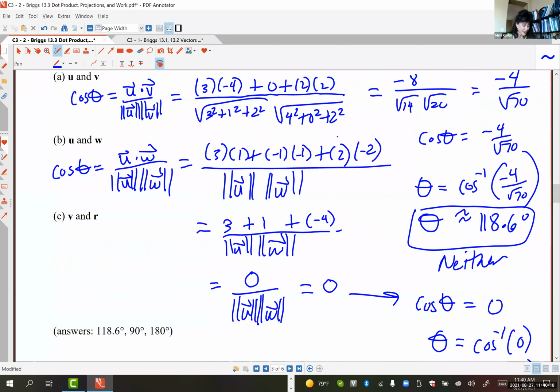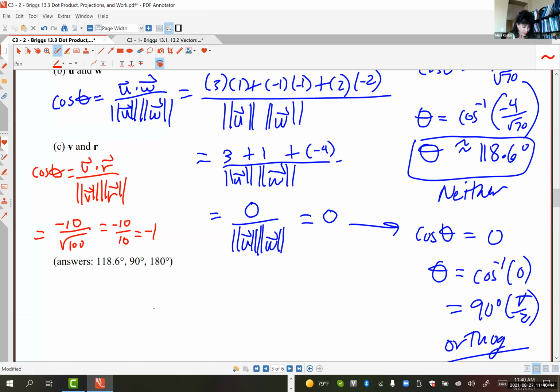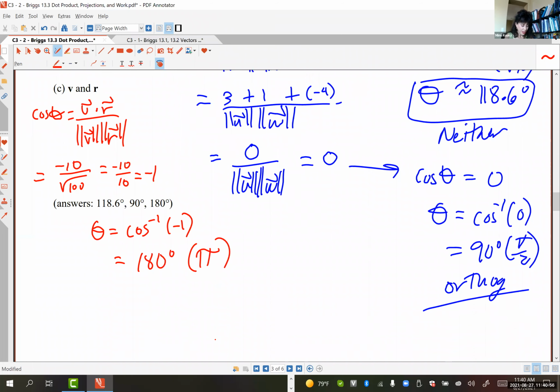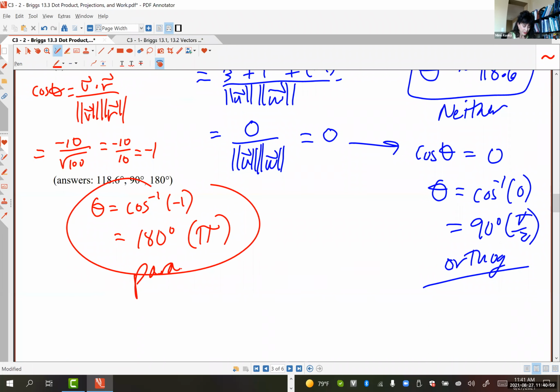And finally, v and r, I'm just going to run through this fast. Cosine of the angle between them would be the dot product divided by the product of the magnitudes. And I'm going to do this really fast, I get -10 over square root of 100 after I do some simplifying. But that's -10 over 10, which reduces to -1. Ooh, nice. So theta is equal to cos inverse of -1. And if you don't believe me, this is 180 degrees or pi radians. And when this occurs, those vectors are parallel.